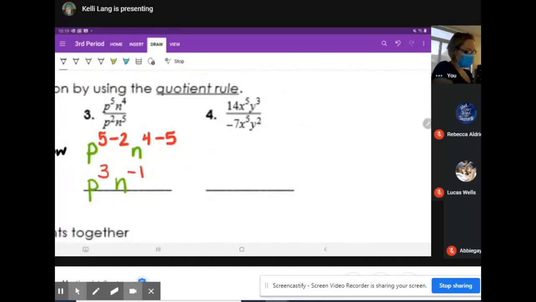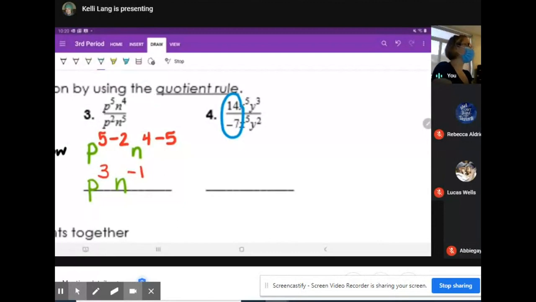Example 4, we have a lot of different stuff going on. We've got some x's as bases, and we've got some y's as bases, but we also just have some plain numbers here. We have a 14 over a negative 7. Please don't let all these new rules confuse you. 14 divided by negative 7, that's just a numerical calculation that we all know how to do. We don't have to use any fancy rules, no exponent rules, nothing like that. 14 divided by negative 7, you can punch that into your calculator or your brain, and you'll just get negative 2.